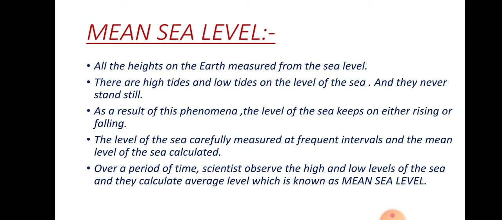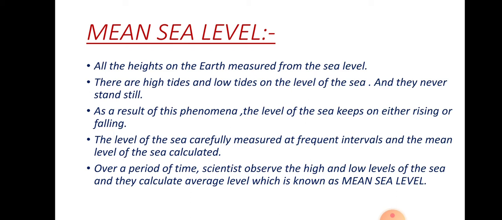So the level of the sea is carefully measured at frequent intervals and the mean level of the sea is calculated. Over a period of time, scientists observe the high and low levels of the sea and they calculate the average level, which is known as mean sea level. So scientists observe the tides, and then they can calculate the heights on the surface. We call it mean sea level. So all the heights are measured from the mean sea level.